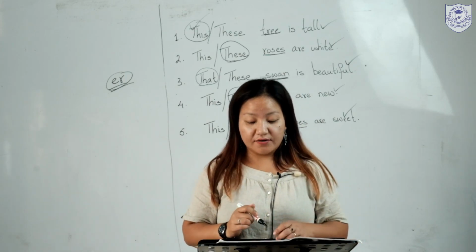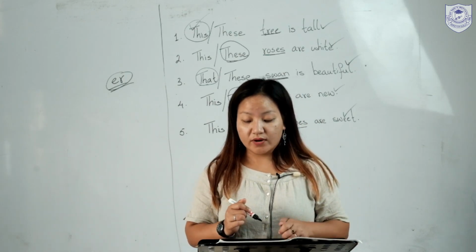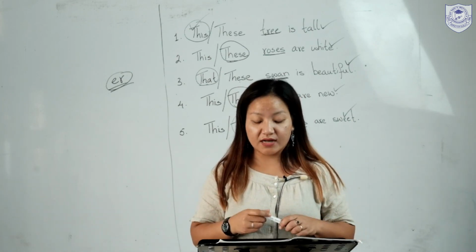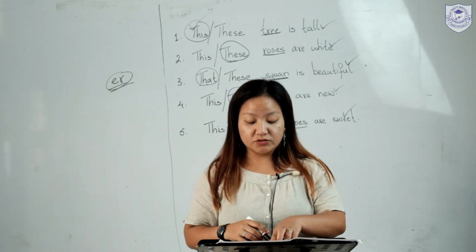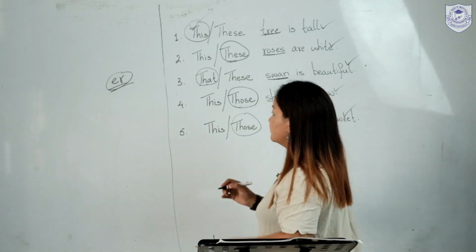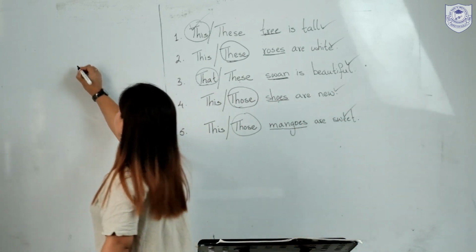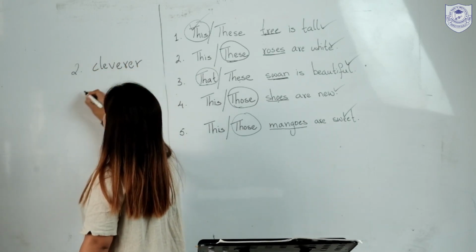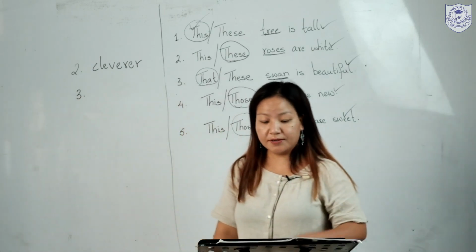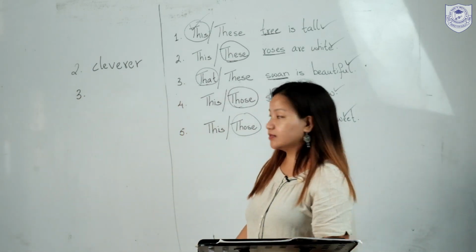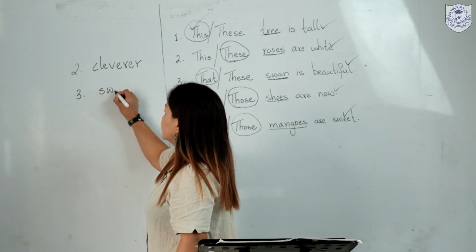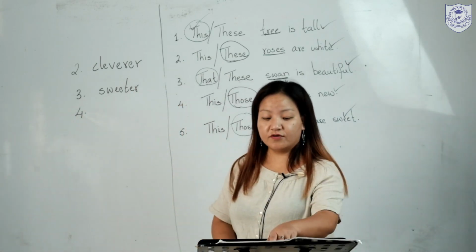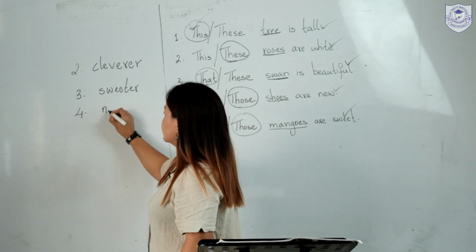Now, if you look at write the adjectives that show comparison. One has been done for you. Number 1 is young, younger. This one is already done for us. So what you have to do is we'll look at number 2, clever. So clever will be cleverer, okay? And then number 3, sweet, sweeter. And then number 4, neat, neater.